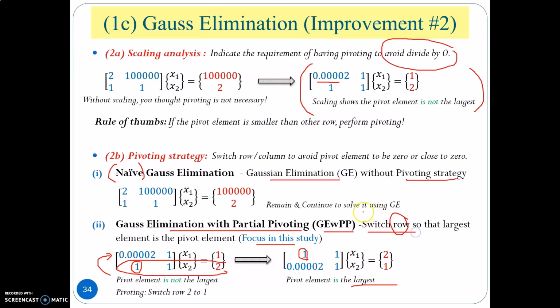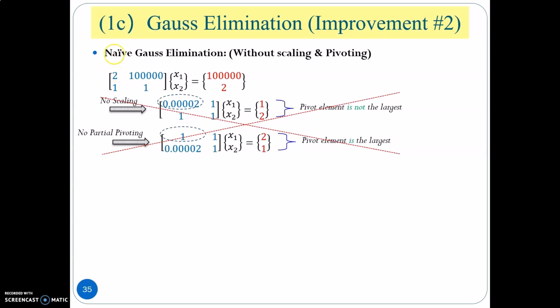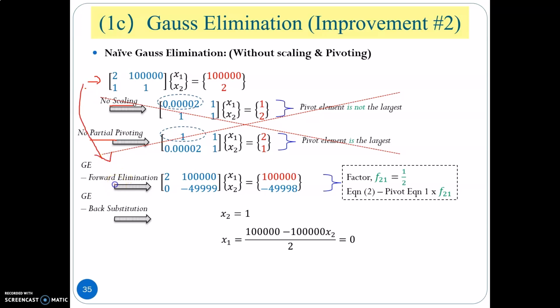Besides switching the row, we can also switch the row and column. If you do that, you are actually performing the Gauss elimination with complete pivoting. However, the effect is almost the same as the partial pivoting, therefore it's not necessary to perform this step. So the Gauss elimination with complete pivoting is out of scope in this study. Let's continue to solve the previous problem without the scaling and without the partial pivoting. We directly perform the forward elimination to obtain this result, and then use the back substitution to obtain x2 equal to 1 and x1 equal to 0.